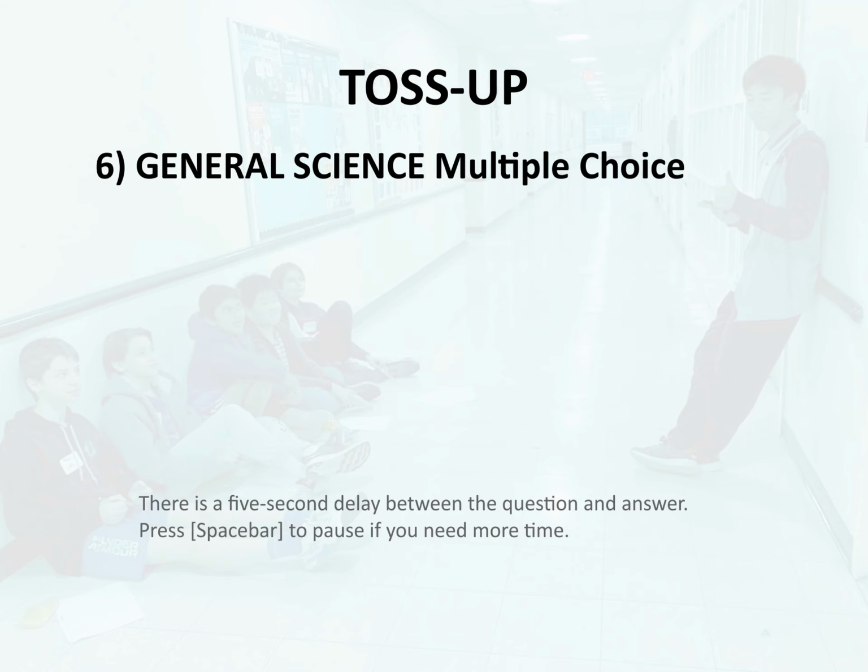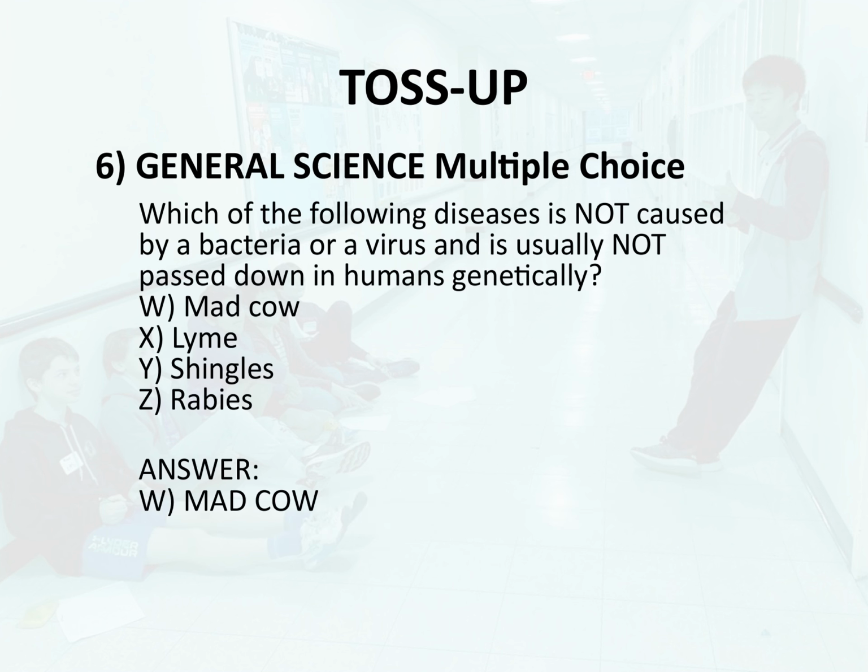Toss-up 6. General science. Multiple choice. Which of the following diseases is not caused by a bacteria or a virus and is usually not passed down in humans genetically? W. Mad cow, X. Lyme, Y. Shingles, Z. Rabies. Answer: W. Mad cow.